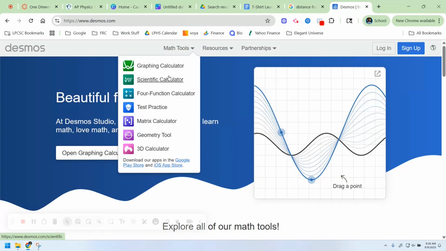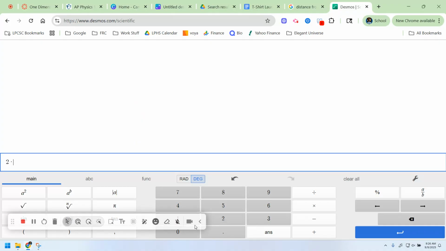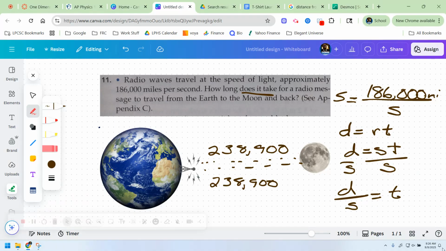So we're going to multiply those two together. I'm going to say 2 times 238,900, and then hit enter. And so I get 477,800. So we're going to plug that in there. So my total distance, D, equals 477,800.